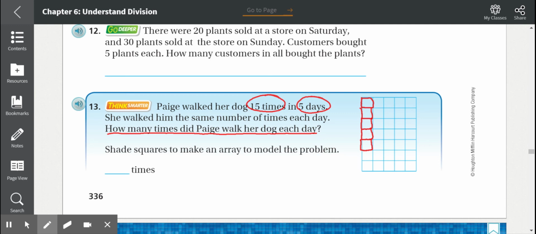Okay, and we know she goes 15 times. So we're going to do it again. We're going to do another group of 5 and keep going until we get to 15. So that's 5, 6, 7, 8, 9, 10, 11, 12, 13, 14, 15. Okay, how many are in each row? 3. So we know she goes 3 times a day. So if we were to write this as a division problem, it would be she walks her dog 15 times divided by the 5 days in a row equals 3 times a day.